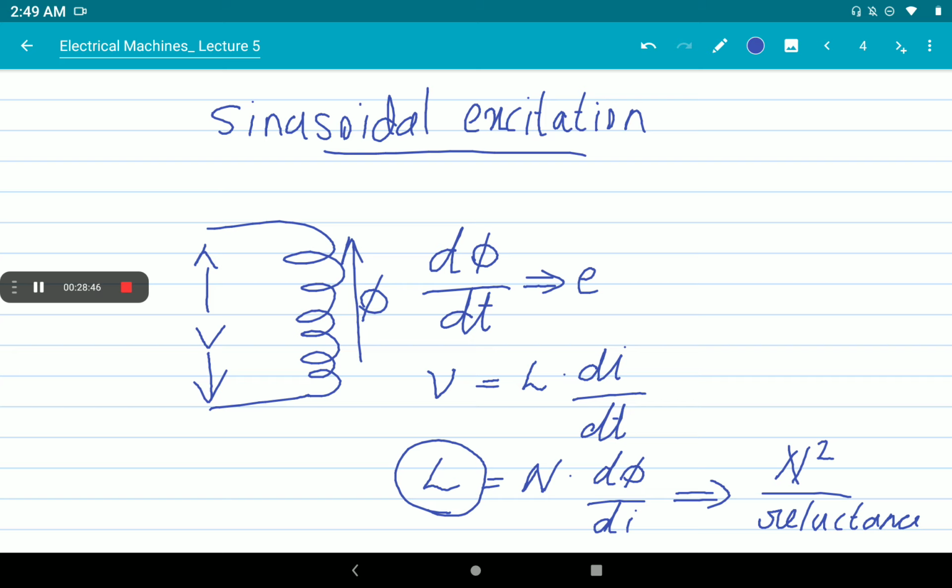So we know that due to this inductive property, current lags behind the voltage. When we represent a magnetic core as an electrical circuit, we have to consider this inductance value. Because of this inductance, current lags behind voltage. So we have to represent the magnetic core as a coil.